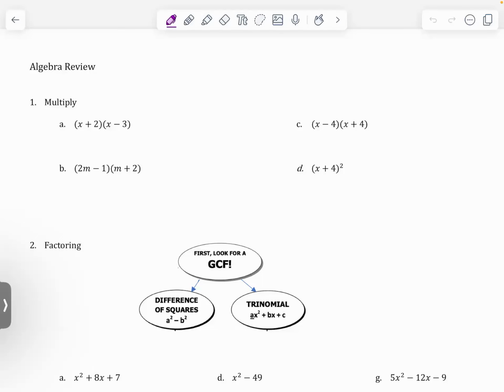When we get into our circle chapter, starting tomorrow, there's going to be times where we need to multiply things together. There's going to be times where we need to multiply this to equal this, and then we have to solve for x. So before we get into the geometry of it, let's just remember some of the things that we learned last year in algebra class.